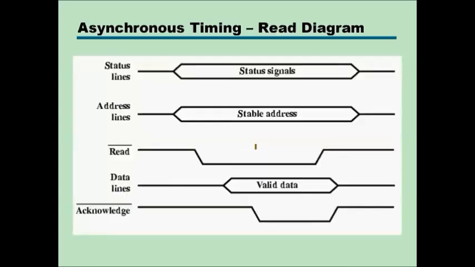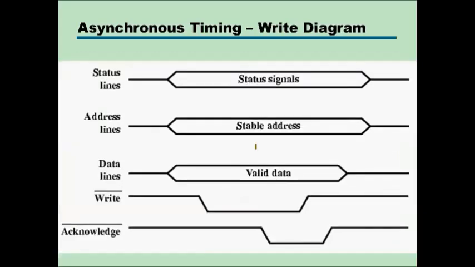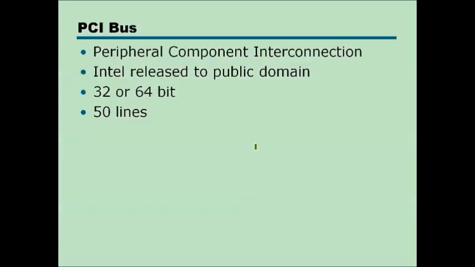This one is the asynchronous timing read diagram. Of course, we have the status signals, the stable address, and the valid data, which handle the status line, the address line, the read line, and the data line. This one is the asynchronous timing write diagram. Again, we have the status line and status signal, the address line and stable address, and the data lines which write, and the valid data.